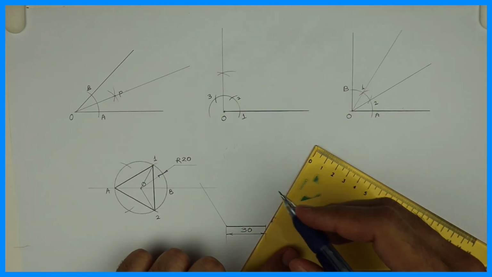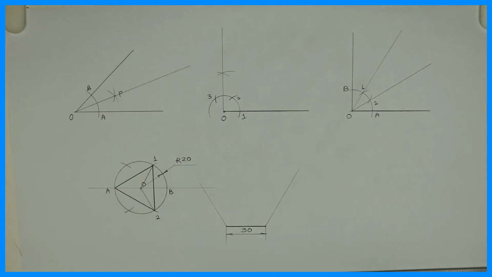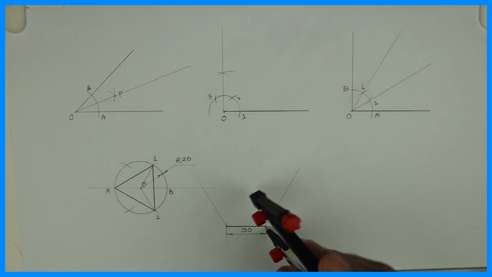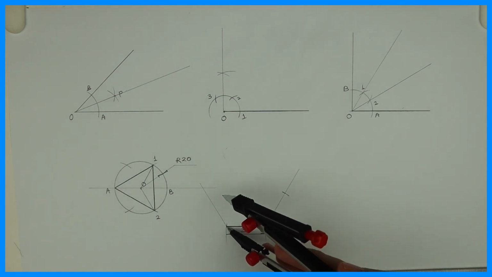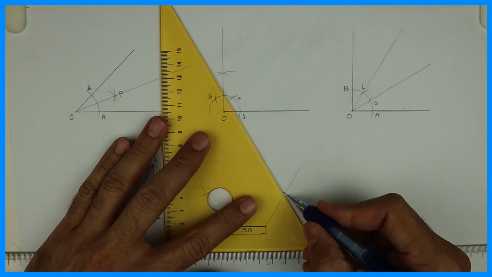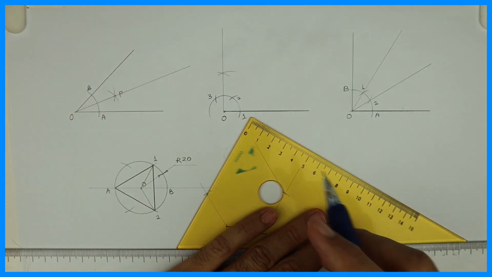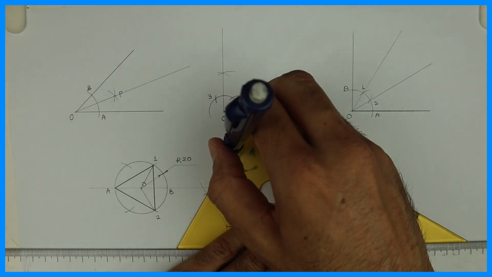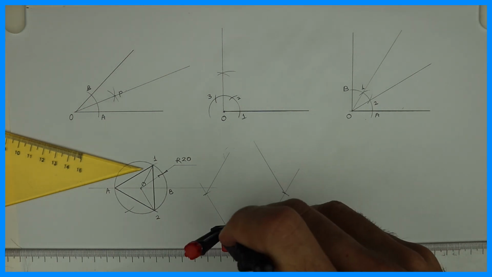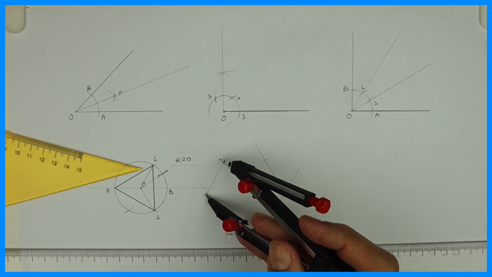See this, and this way. So this way I will keep it on the T-square. And again I'll mark 30-30 on both the sides. Now you keep it like this to draw again 60 this way and again 60 this way. Then again you take 30 and you cut from here as well as from here.